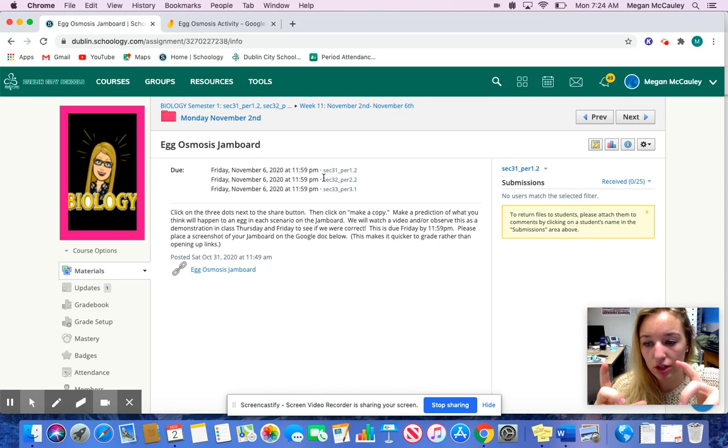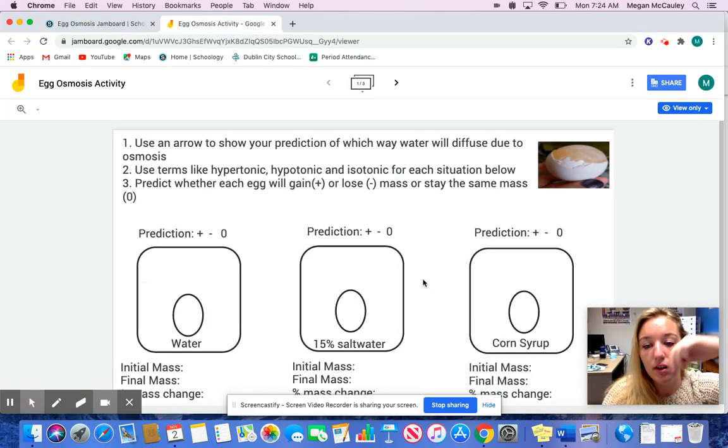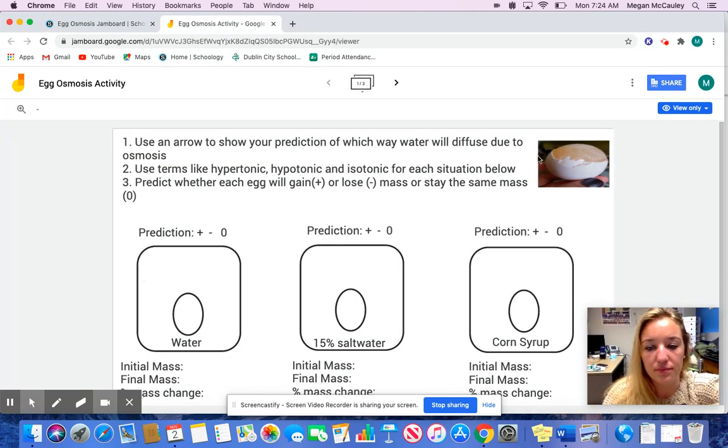Please place a screenshot of your Jamboard into a Google Doc and then upload that, just to make it easier, so I can just see it really quickly. I don't have to click a bunch of links. So this is what it looks like.